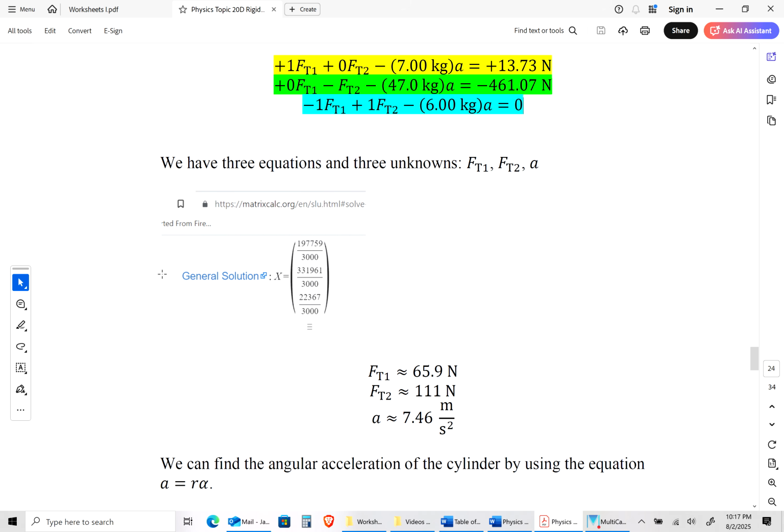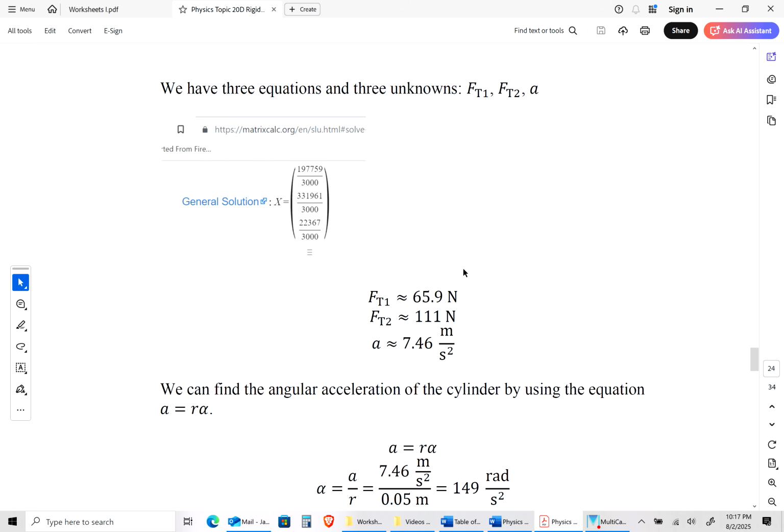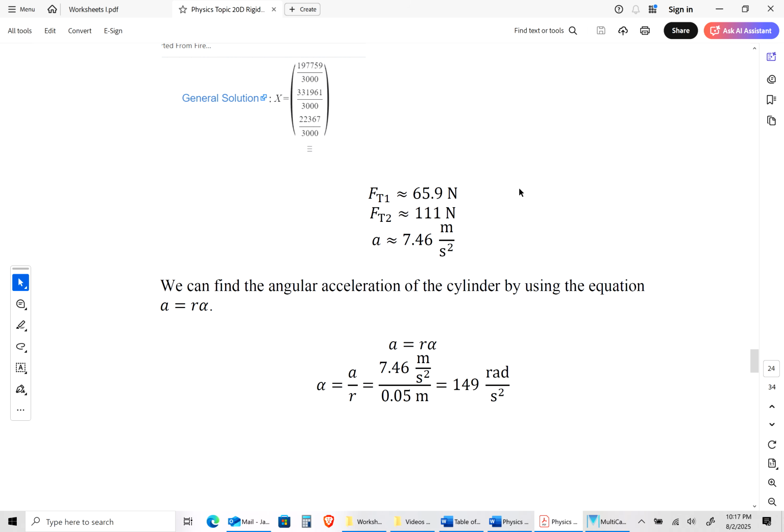So if we have 3 equations and 3 unknowns, I could go to matrixcalc.org and solve. This is FT1, this is FT2, this is a. And we could find the angular acceleration of the cylinder by using the equation a equals R alpha. So solve for alpha.